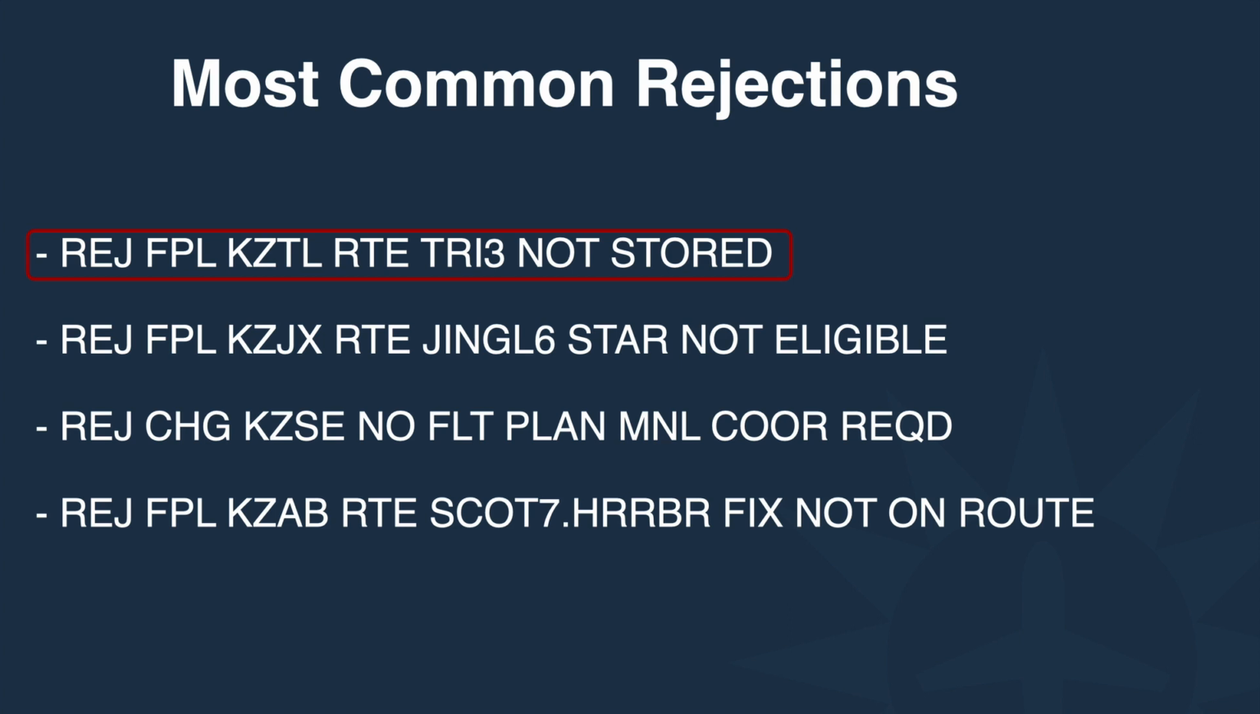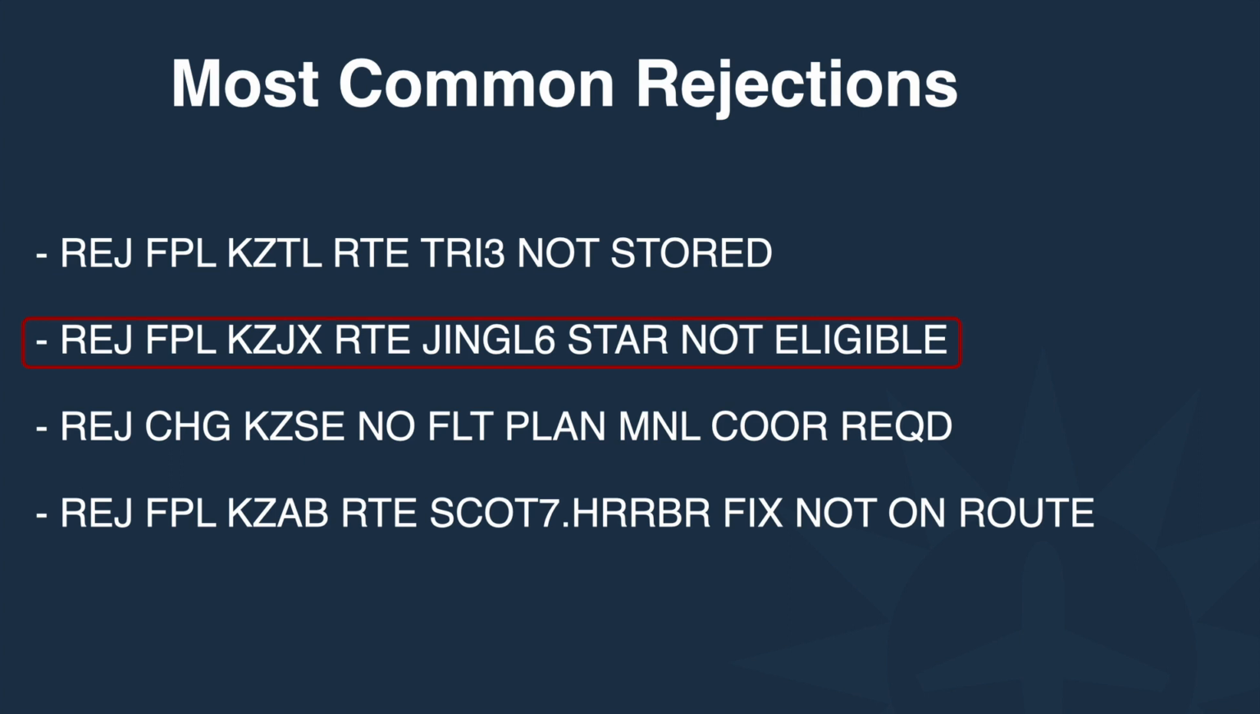Yeah. So you can file the transition fix in the SID, and what will most probably be given to you by air traffic control is the TRY3. They can give it to you, but you can't file it. Right. So just file to the first transition fix, and they'll give it to you there. Yeah.